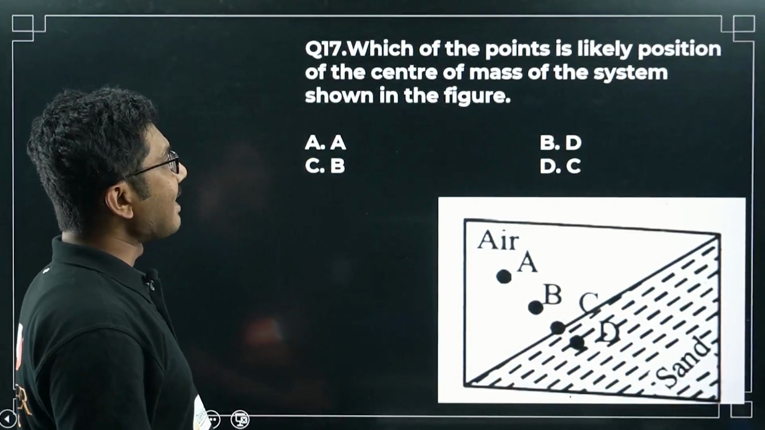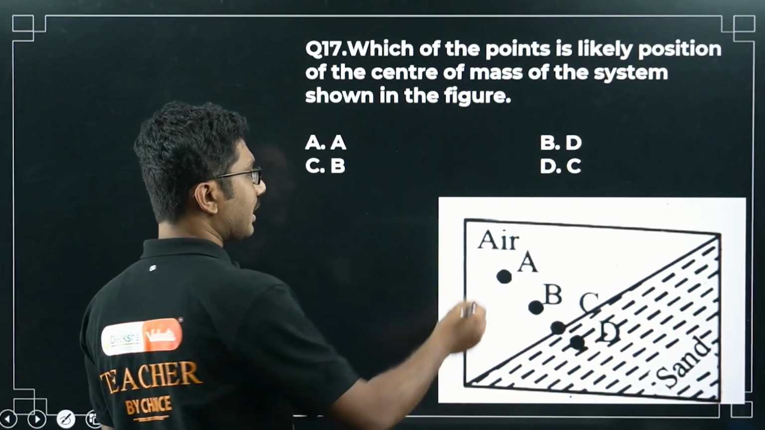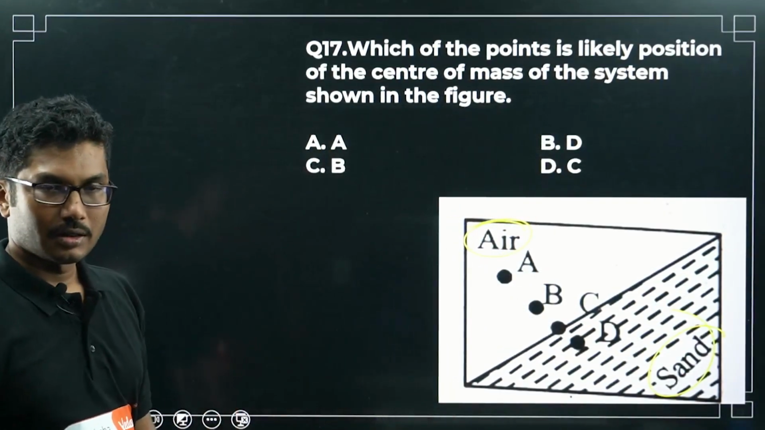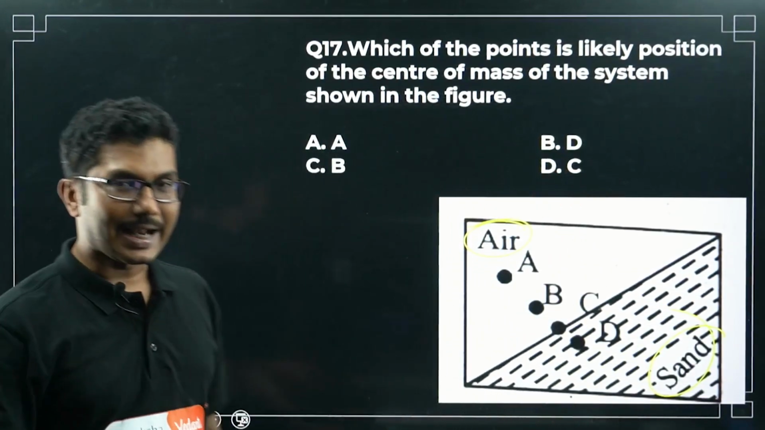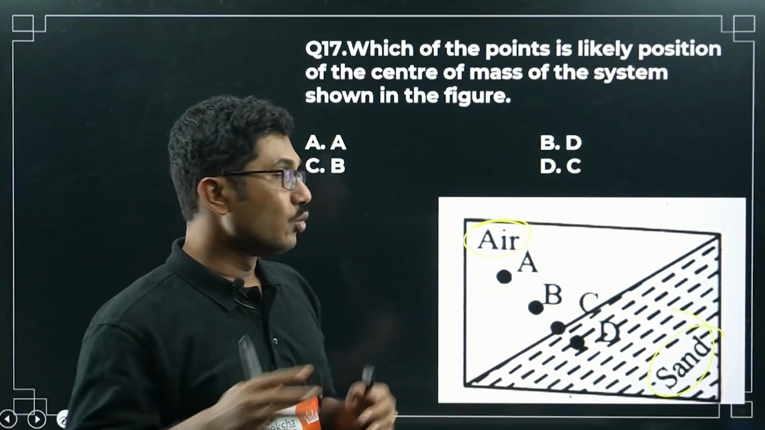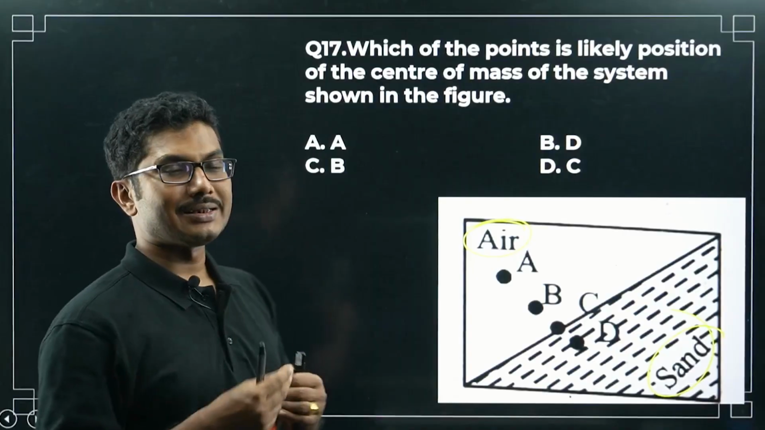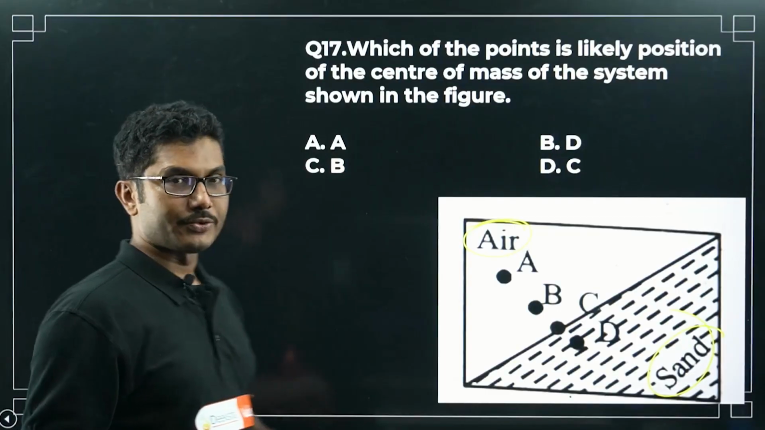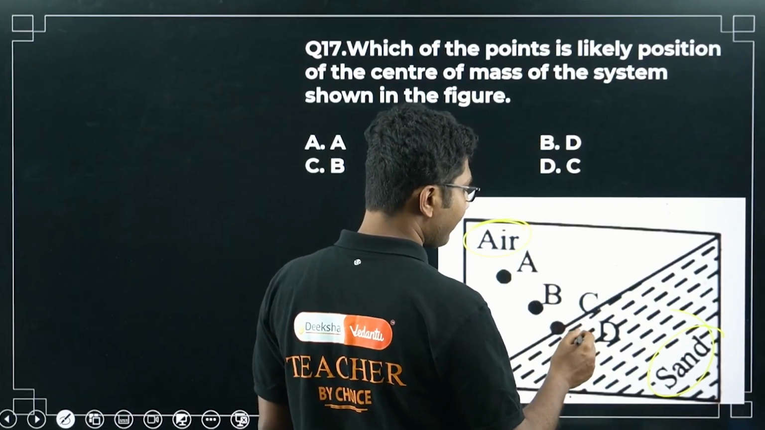Which of the points is likely the position of the center of mass of the system in the shown figure? In this figure, there is air here and sand here. Which is heavier, air or sand? Obviously sand is heavier, that's why sand lies on the ground and air stays in the atmosphere. When two objects, one heavy and one lighter, are kept together, the center of mass is closer to the heavier object, and in some cases it is even within the heavier object. So the only case where the center of mass is within the heavier object is D.